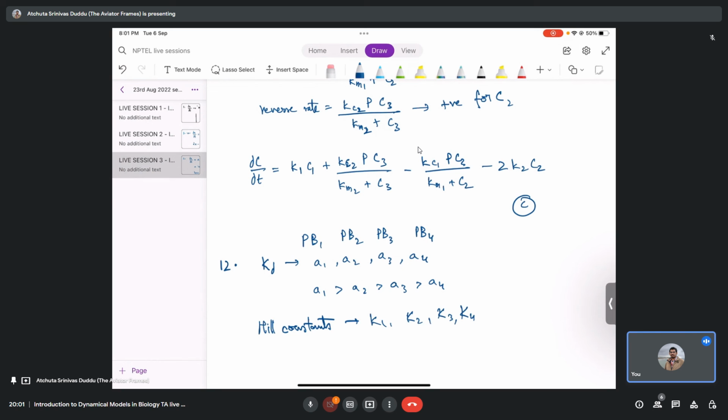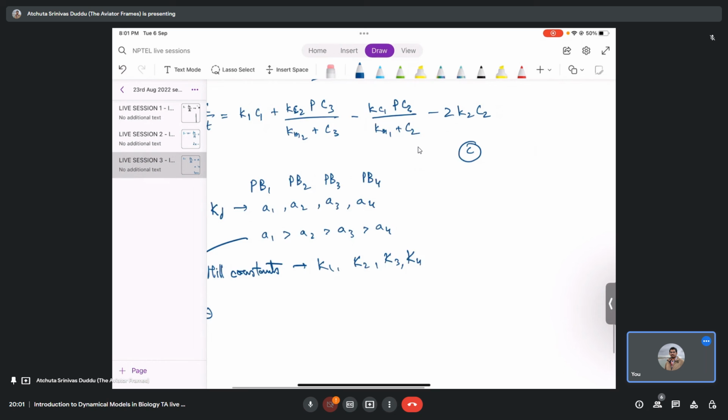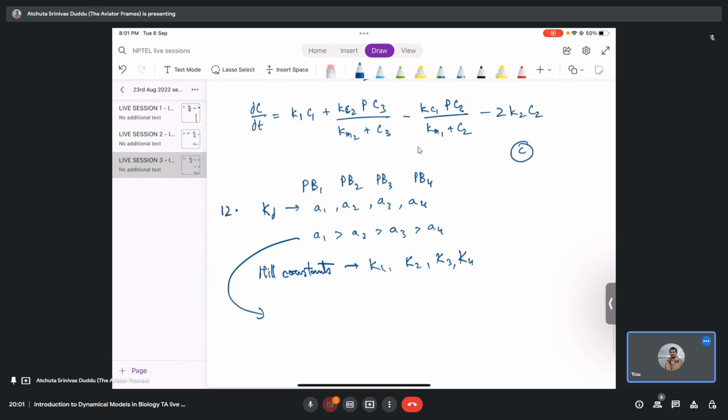So now they're asking us to find the order for K1s. So we have this relation for the dissociation constants of A1 greater than A2 greater than A3 greater than A4.